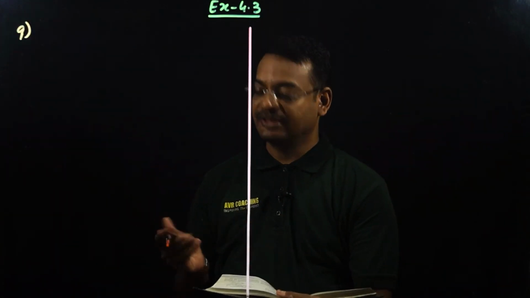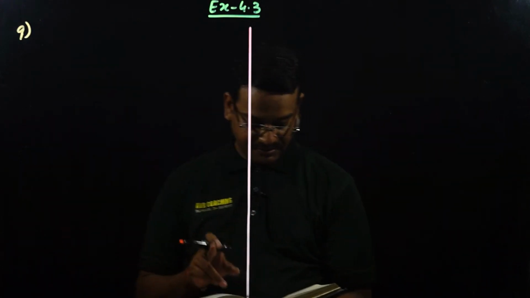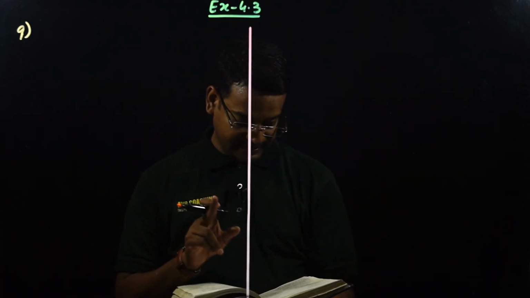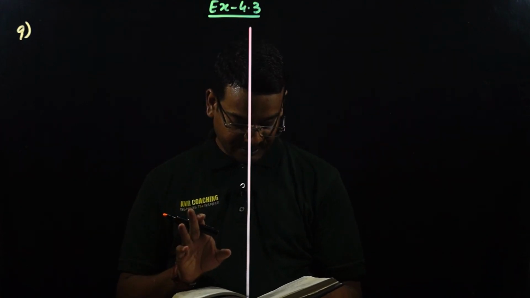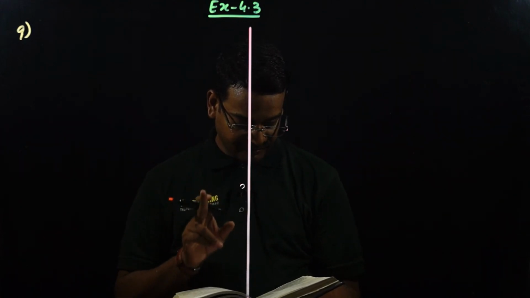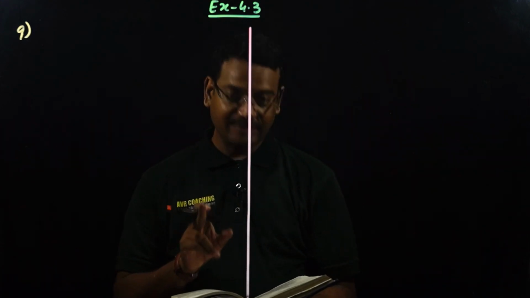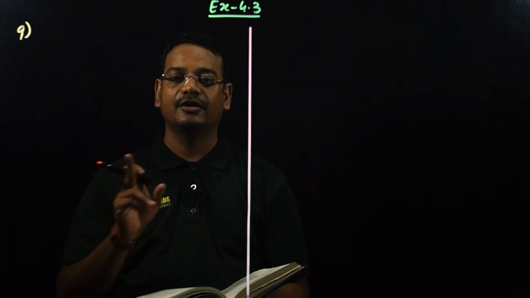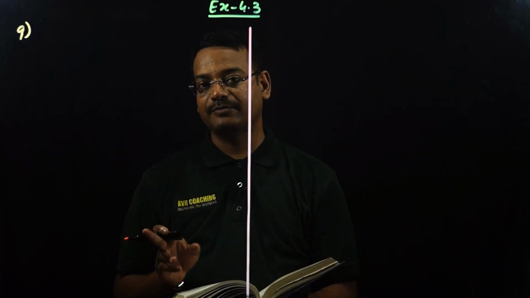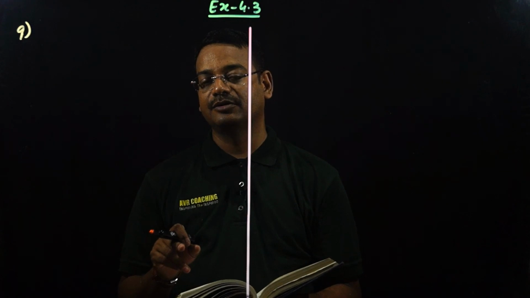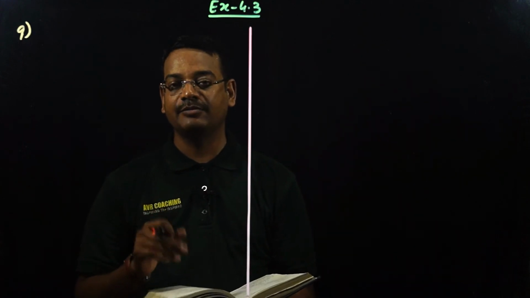Exercise 4.3, 9th problem. The problem says 2 water taps together can fill a tank in 9 3/8 hours. The tap of larger diameter takes 10 hours less than the smaller one. Find the time in which each tap can separately fill the tank. So 2 water taps are there, and these 2 water taps can together fill the tank in 9 3/8 hours. The tap of larger diameter will take 10 hours less to fill the tank individually. So we need to find the time taken by each tap to fill the tank.